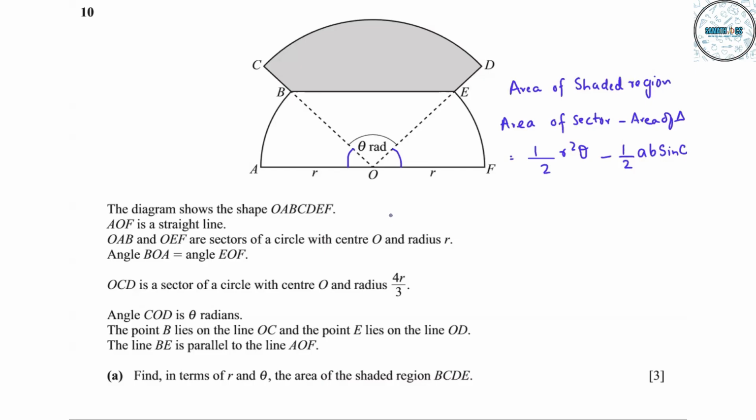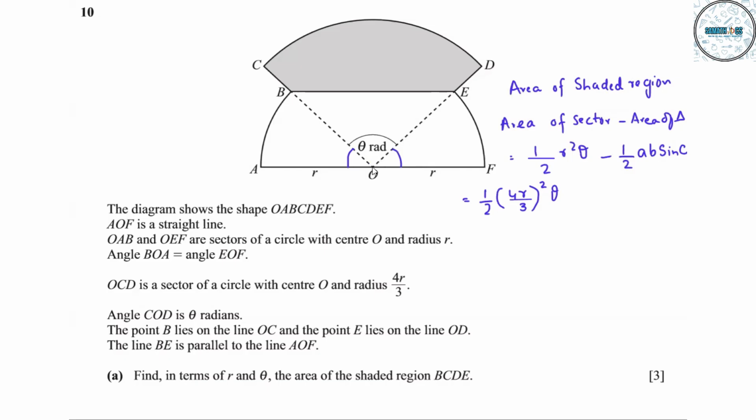Now we will see whether we have all the measurements or not. For area of sector, we have radius, which is 4r upon 3. We have theta, which is simply theta. Now we can substitute the values: 1 upon 2, r here in this case is 4r upon 3, whole square, into theta.